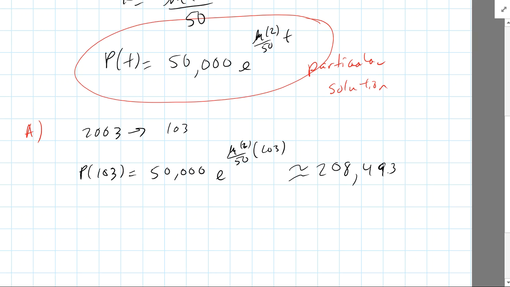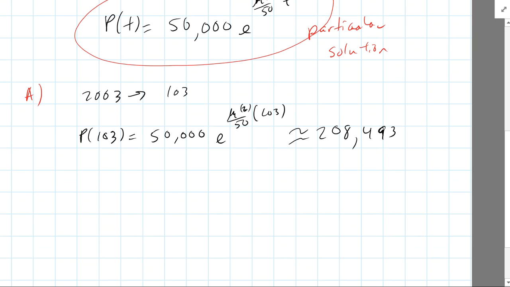It's a whole number, right? We don't have part people. We don't have a quarter of a person. That's not pretty. Okay, what's the next part? Actually, that's part A. Part B: what's part B? I want to know when P of t is 300,000.